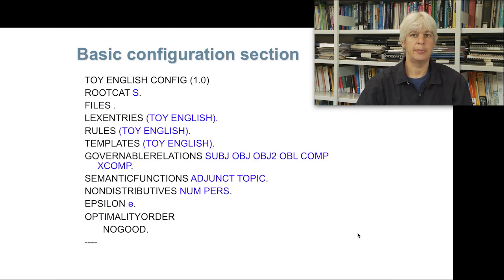Okay, so here's an example of a basic configuration section. This grammar is called Toy English, and it's the configuration section, config, and the version number is 1.0. We actually never change this version section very much. There's information about what the root category is, in this case S. For the small grammars, we just call it S for sentence. For the larger grammars, we move towards something called root, and we'll do that as part of the course as well. There's a files entry.